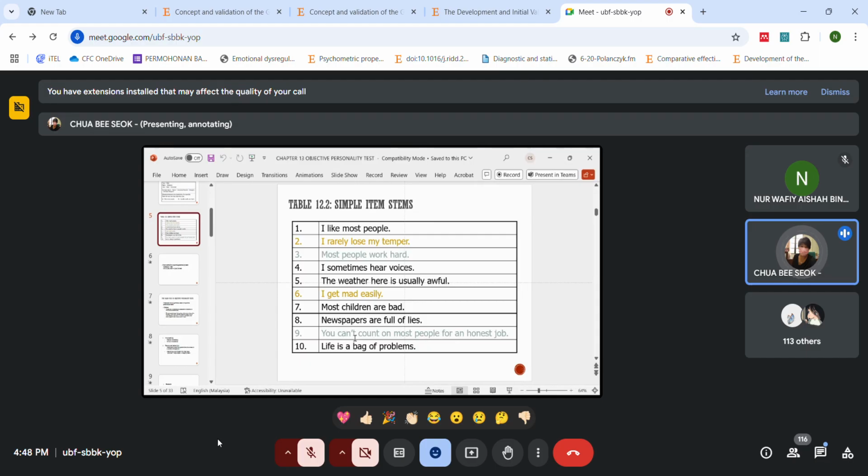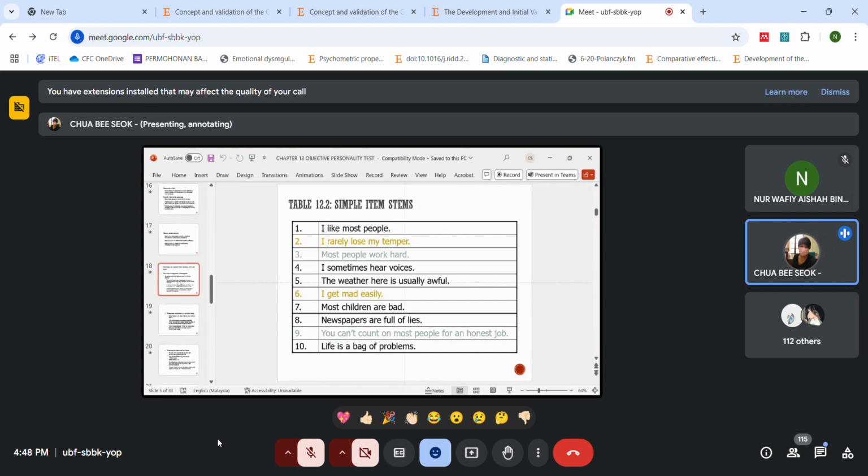Yeah, you refer back. Same for item 3 and item 9 also. Go back to item 3: most people work hard, and then item 9: you can count on most people for an honest job. Similar items measure the same thing but with different statements.